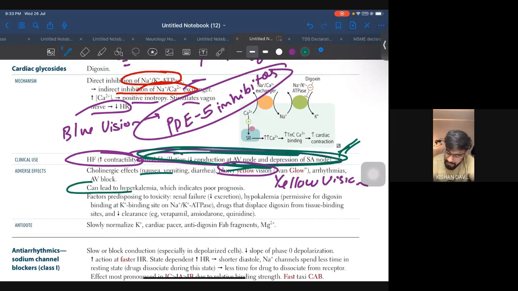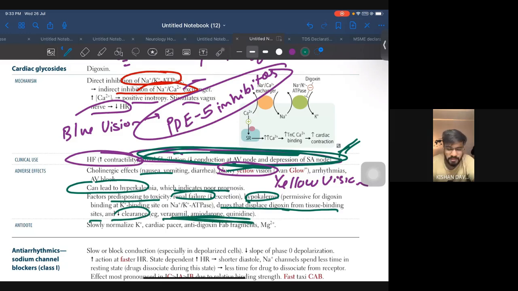Can lead to hyperkalemia, which indicates poor prognosis. Factors predisposing to toxicity is renal failure, hypokalemia, then drugs that displace digoxin from tissue binding sites and decrease clearance. Example, calcium channel blockers and all this stuff. तो ये आपको याद रखने हैं. Another treatment they ask, antidote to normalize K plus and anti-digoxin Fab fragment and magnesium. ये दो आपको याद रखने हैं.